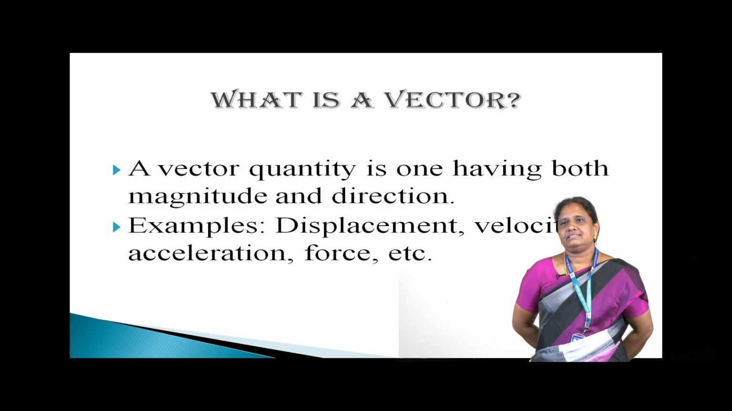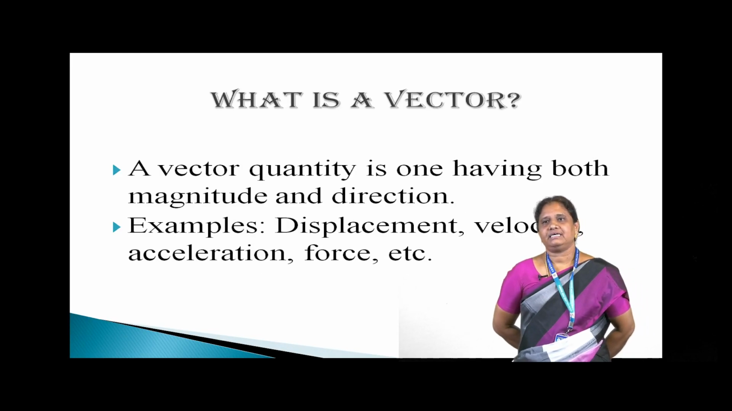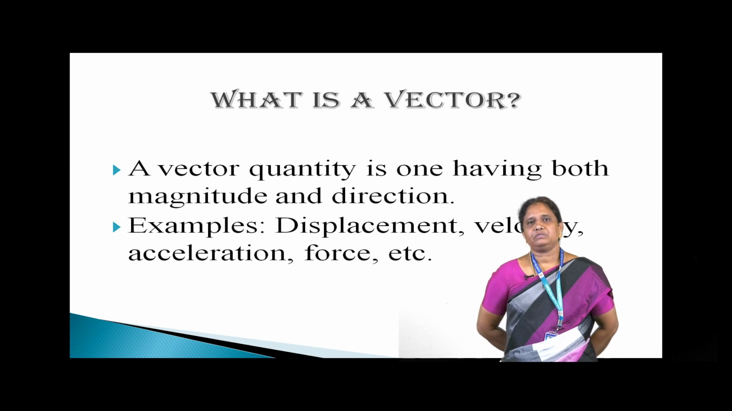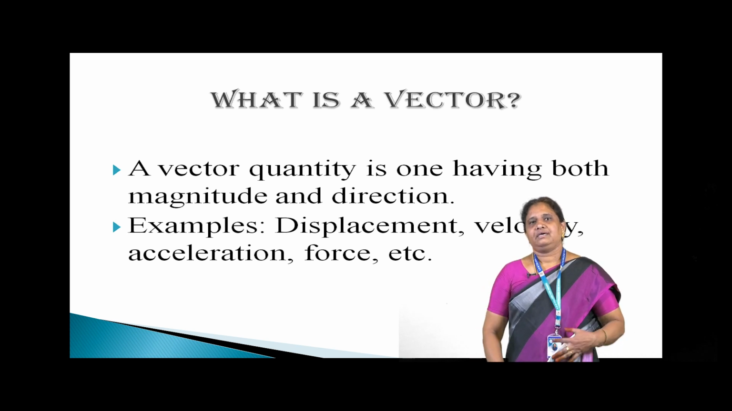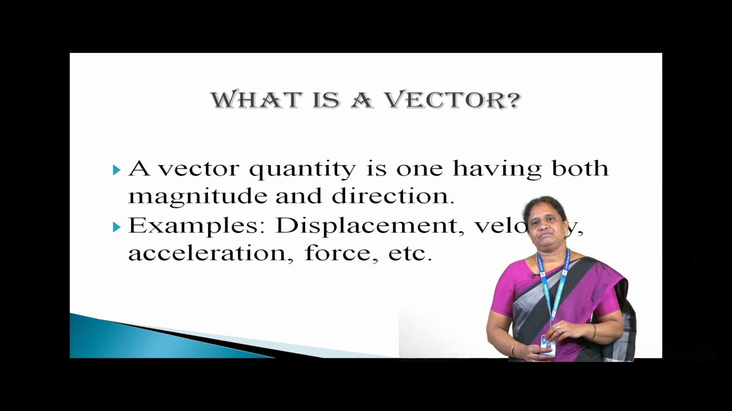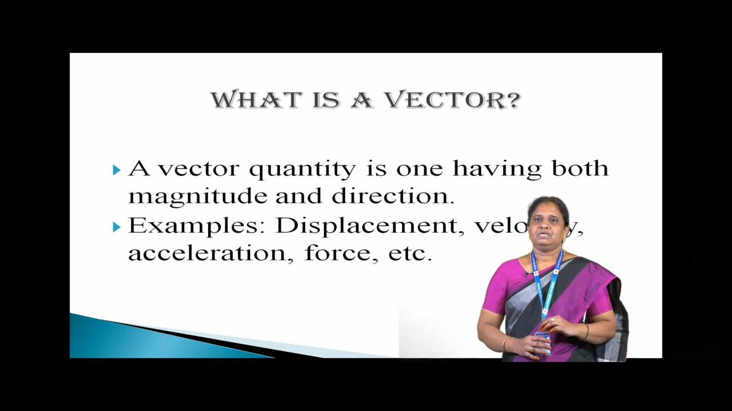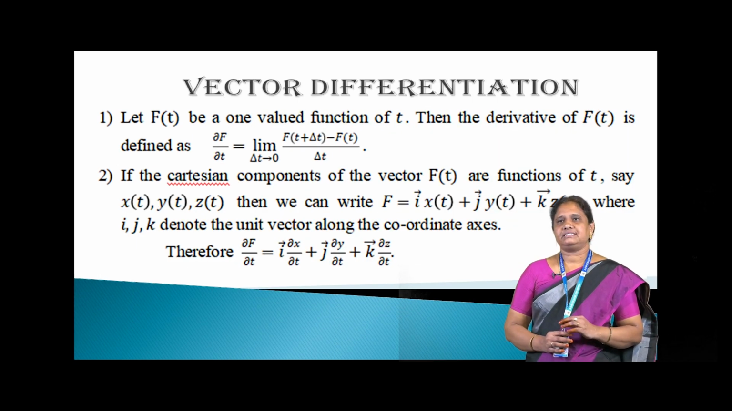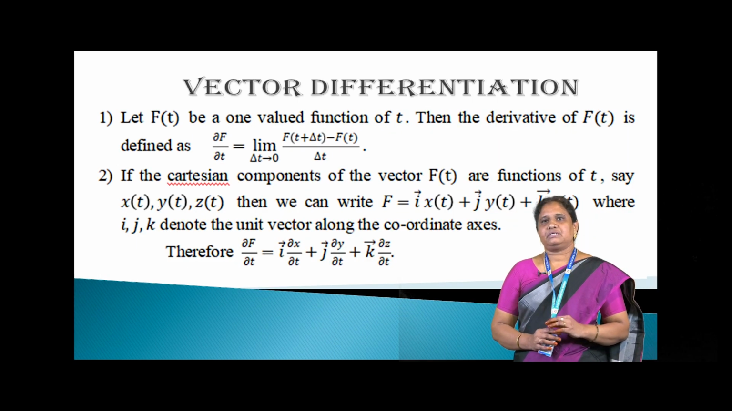Next, let us see what is a vector. A vector is a quantity which has both magnitude and direction. And the examples are displacement, velocity, acceleration, force, etc. Now let us see the vector differentiation. This is the first unit for the students.